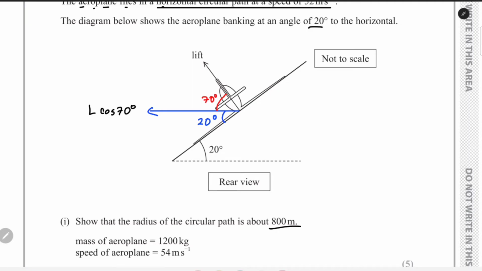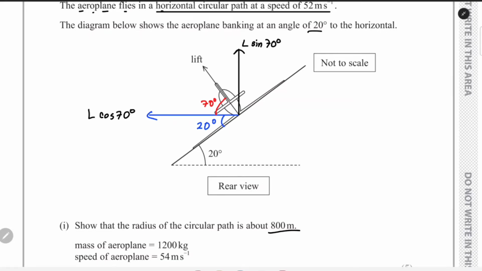And the vertical component of lift, this one, will be the lift times sine 70 degrees. In place of cos 70, we could have also used sine 20, and in place of sine 70, we could have used cos 20, but you don't have to go into detail for that. Basically, we could have just found out that this angle is also 20 degrees, since this over here is 90 degrees, but you don't have to go so far.